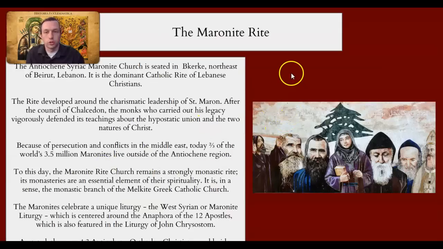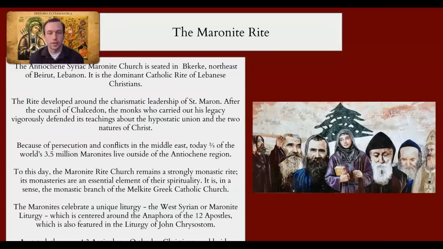The Maronite Church is a rite of Christians that emerged out of the Melkite Catholic Church. The Antiochian Syriac Maronite Church is seated in Bkerke, northeast of Beirut, Lebanon. It is the most dominant Catholic rite of Lebanese Christians. This rite developed around the charismatic leadership of Saint Maron. After the Council of Chalcedon, the monks who carried out his legacy, Saint Maron was a monastic, vigorously defended his teachings and the teachings of the Council of Chalcedon about the hypostatic union and the two natures of Christ.